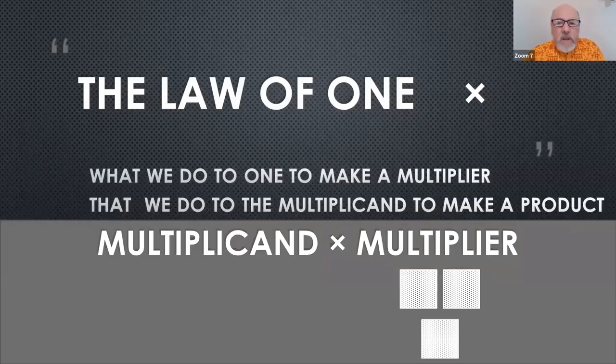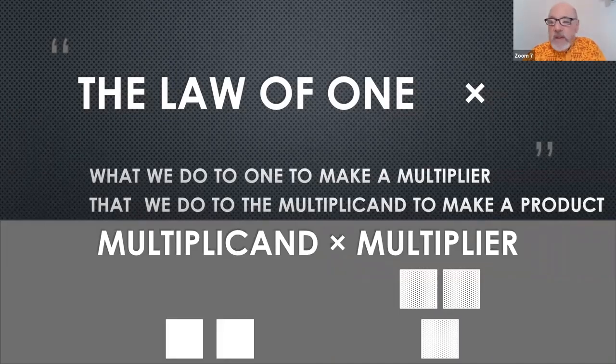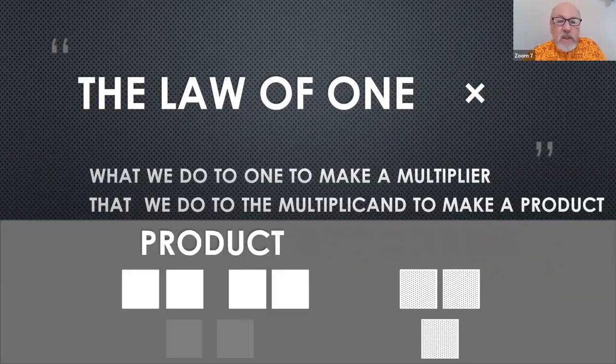So we've got a multiplier of 3. What we do to 1 to make a multiplier: we've got 1 there on display, and we double it to make the multiplier. So that's what we've got to do to the multiplicand. Whatever we do to 1 to make the multiplier, we do to the multiplicand. So we just got to double that, and that's the product.